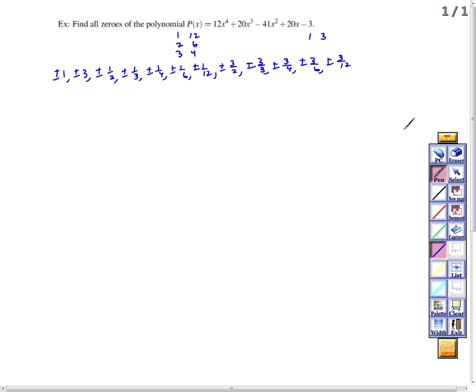And notice some of these simplify. Plus or minus 3 over 3 is 1. Plus or minus 3 over 6 is 1/2. And plus or minus 3 over 12 is 1/4. So I have some of those again.